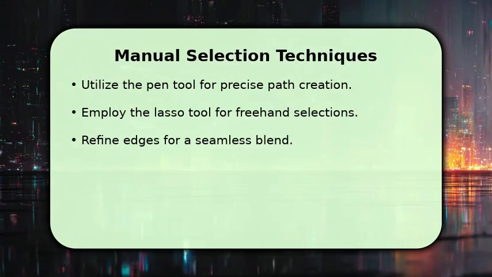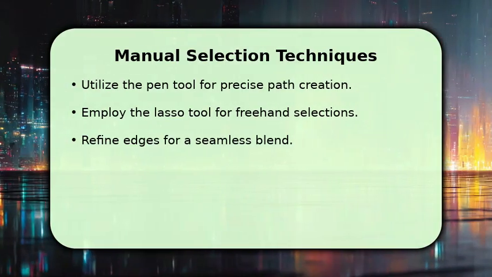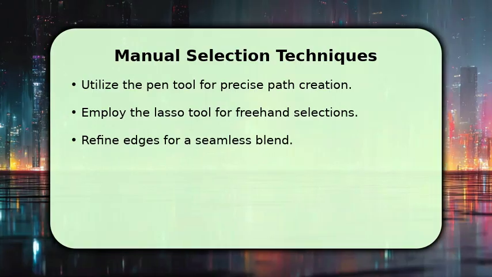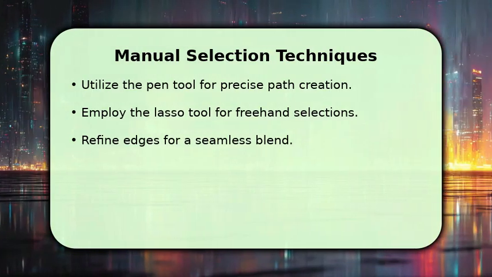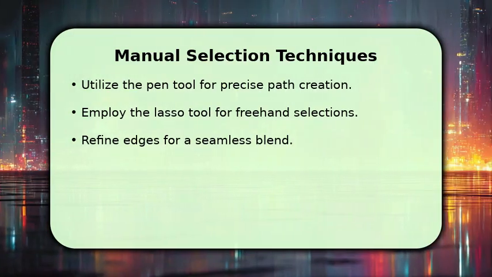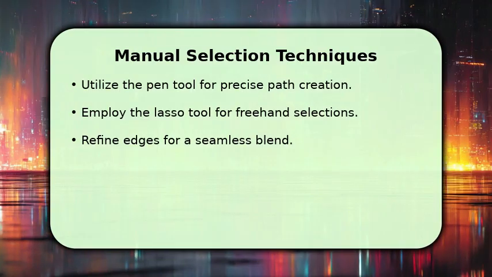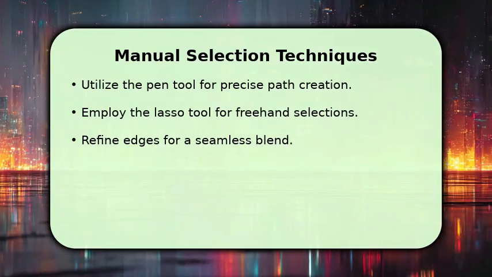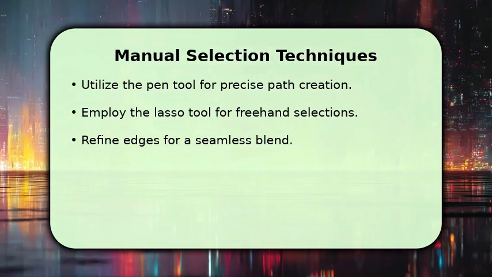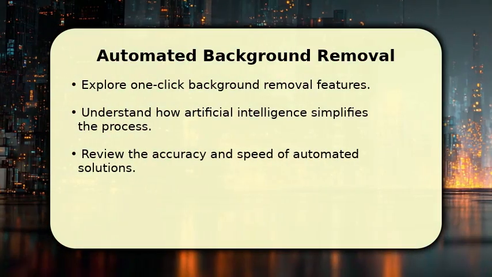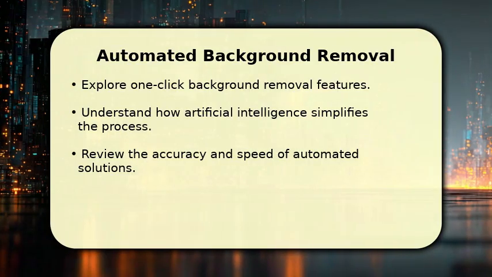For precise control, manual selection techniques are invaluable. The pen tool allows you to draw incredibly accurate paths, point by point, around complex shapes. Alternatively, the lasso tool offers a more freehand approach for simpler outlines. After making your initial selection, refining the edges is key. This step ensures a smooth transition between your subject and the new background, preventing harsh or jagged lines and giving a polished finish.